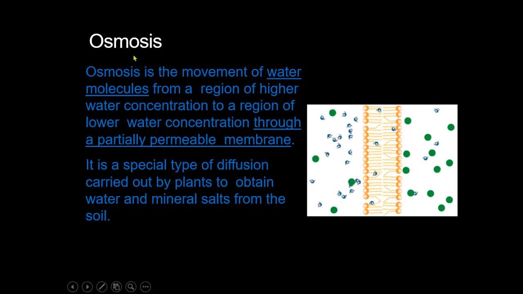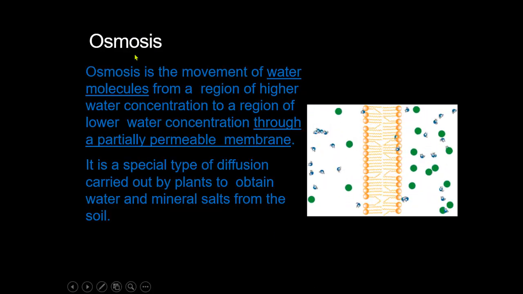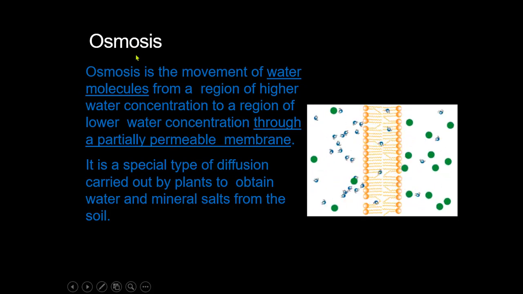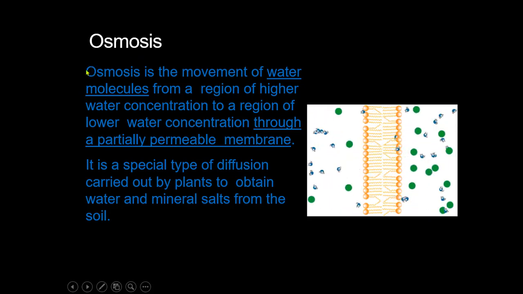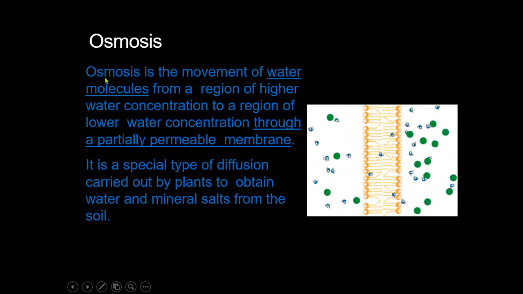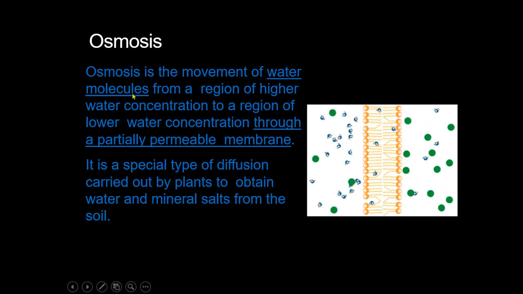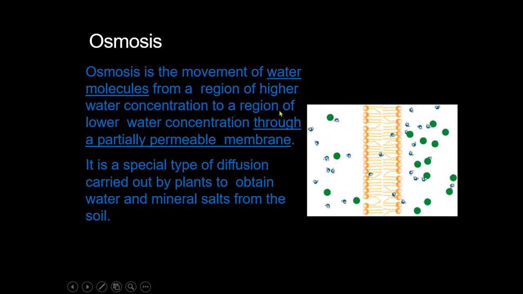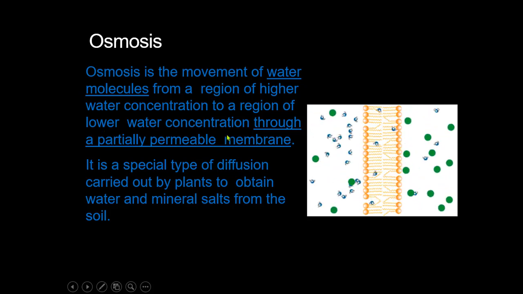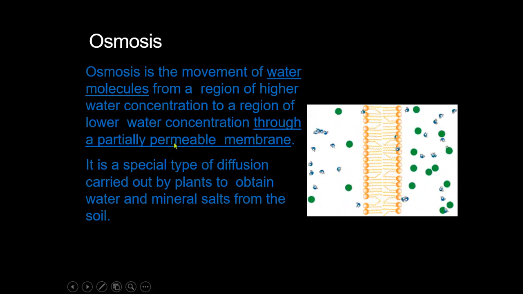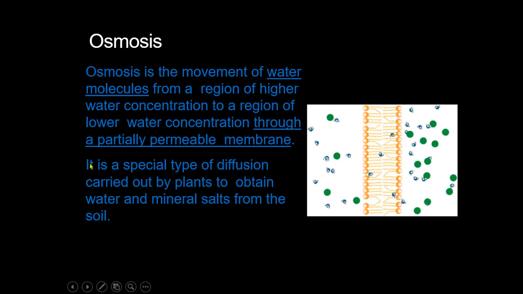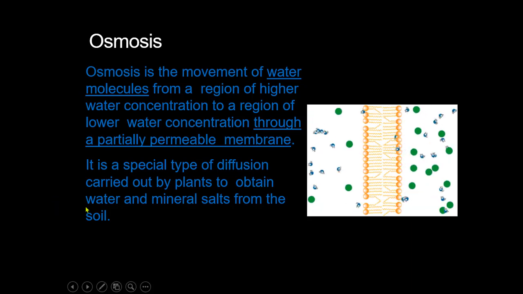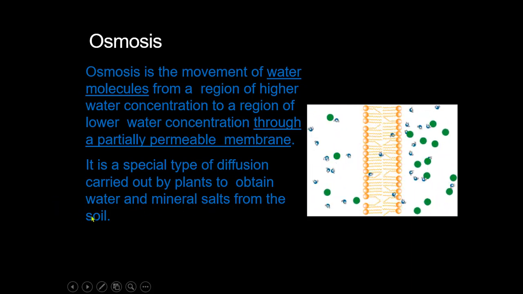So osmosis is another phenomenon that provides evidence to support the kinetic theory of matter or the particulate theory of matter. So what is osmosis? Osmosis is the movement of water molecules from a region of higher water concentration to a region of lower water concentration through a partially permeable membrane. It is a special type of diffusion carried out by plants to obtain water and mineral salts from the soil.